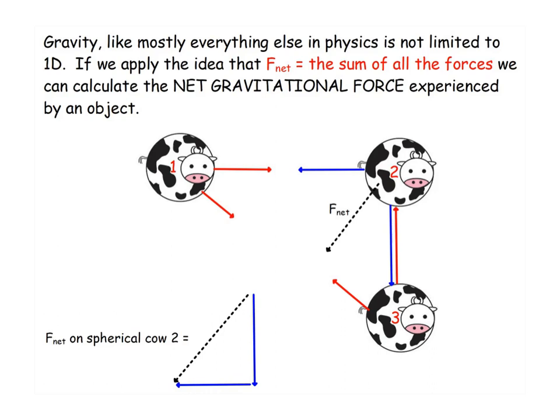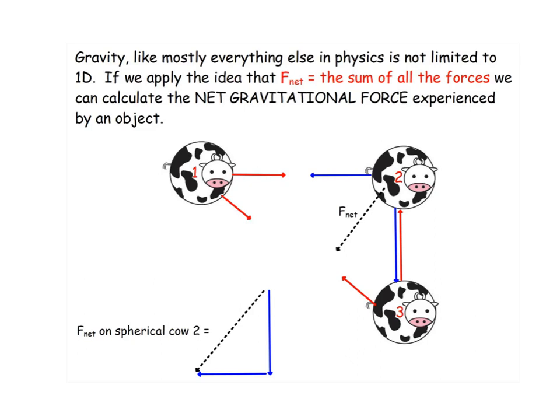Now, gravity, like most everything else in physics, is not limited to 1D. So if we apply the idea that F net is the sum of all the forces, we calculate the net gravitational force by adding those forces together. If I wanted to know the force of gravity acting on spherical cow number 2, we need to think, okay, what forces are acting on it? If we think about cow number 1 and cow number 2, there's an attraction between them. You see this red line, this FG, and this FG. They're equal and opposite. That's Newton's third law.